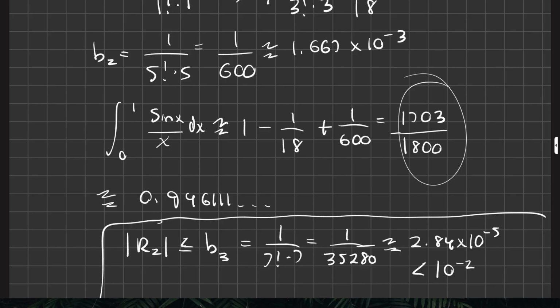The only remark I would have is that even the two-term sum, 1 minus 1 over 18, which is 17 over 18 and approximately 0.9444, would in fact satisfy the 10 to the minus 2 accuracy, since its next term, the one after 1 over 18, is 1 over 600, which is 0.001667, less than 0.01.